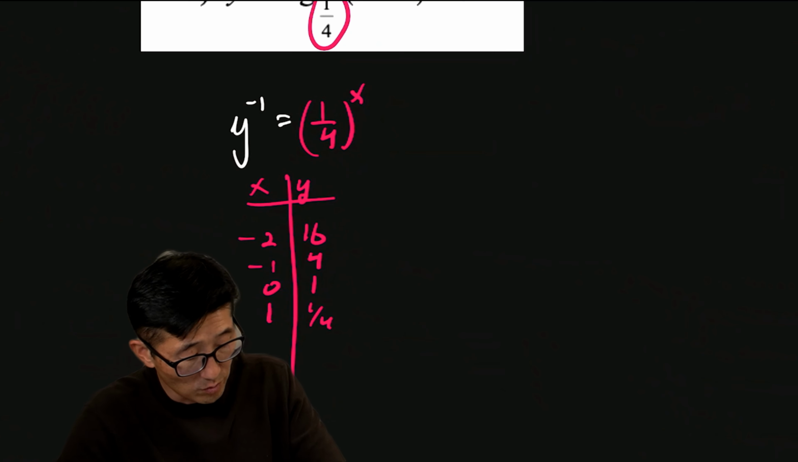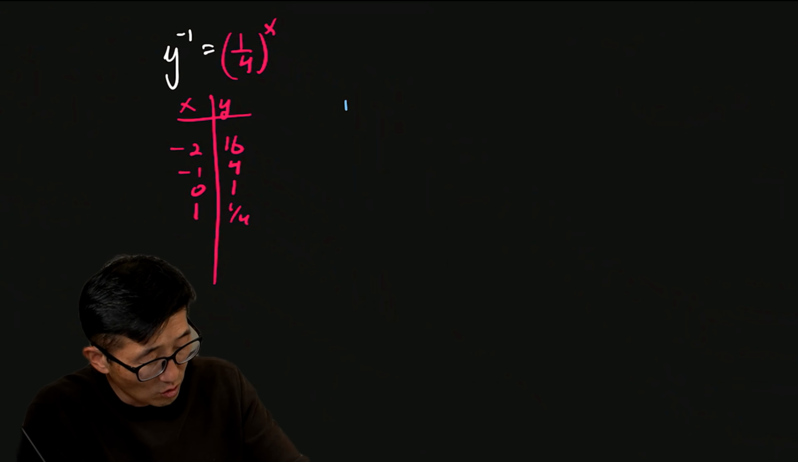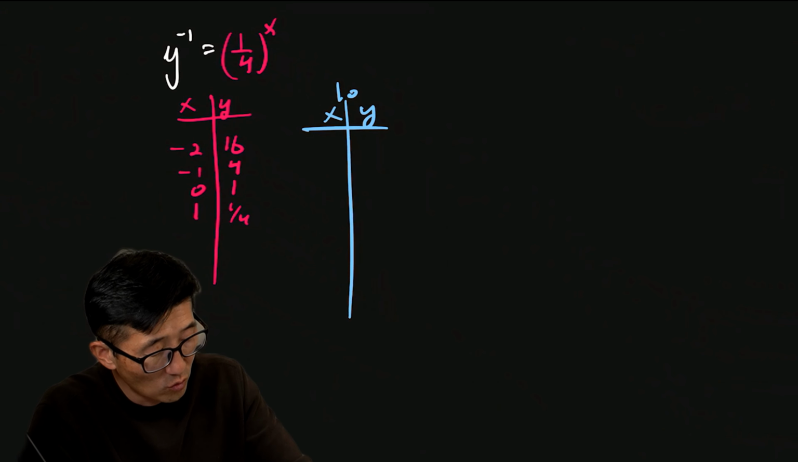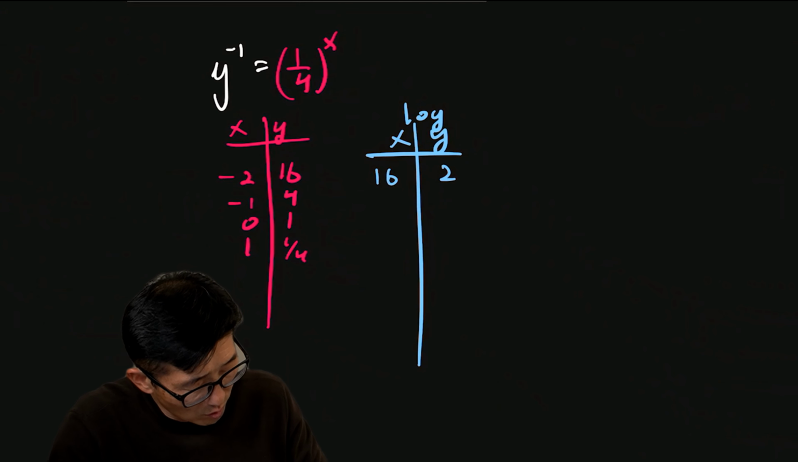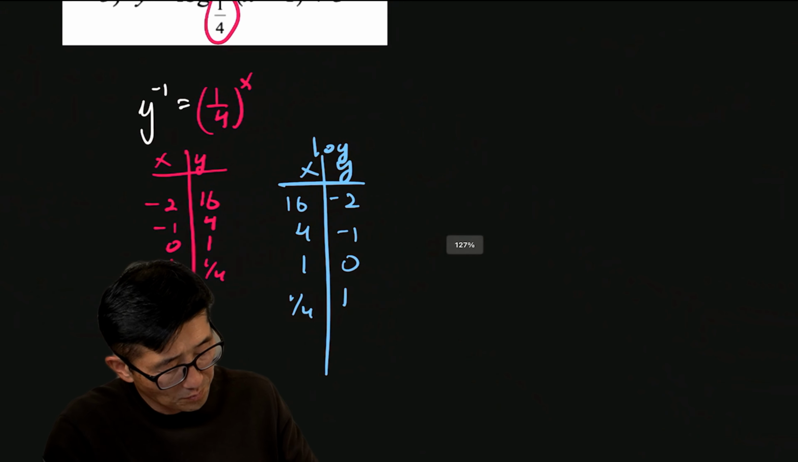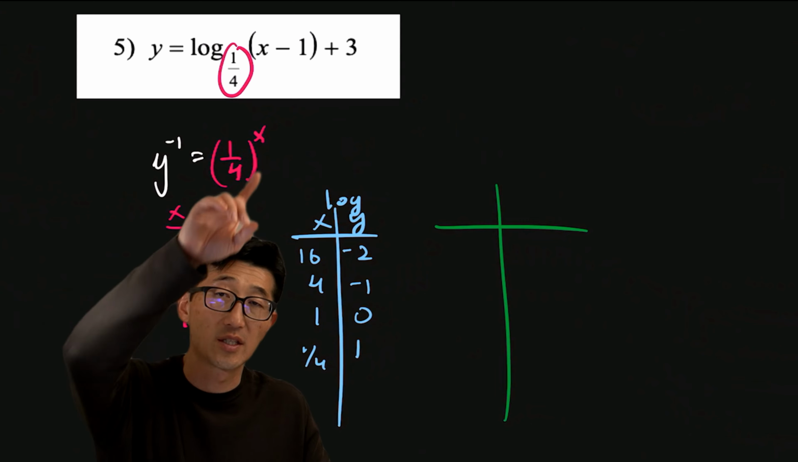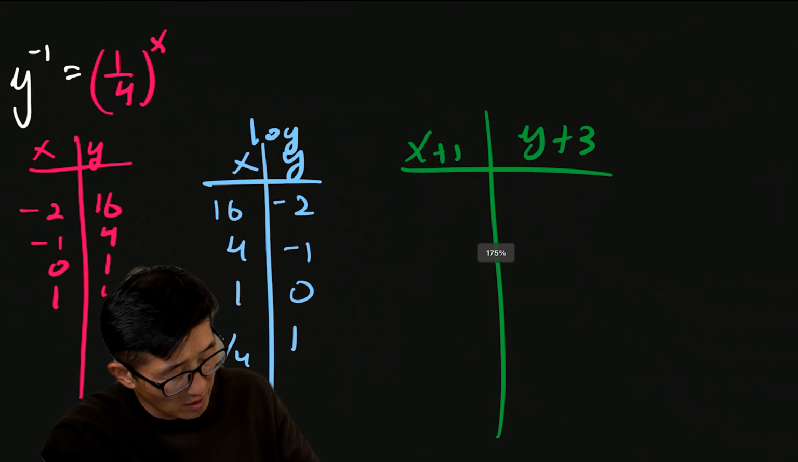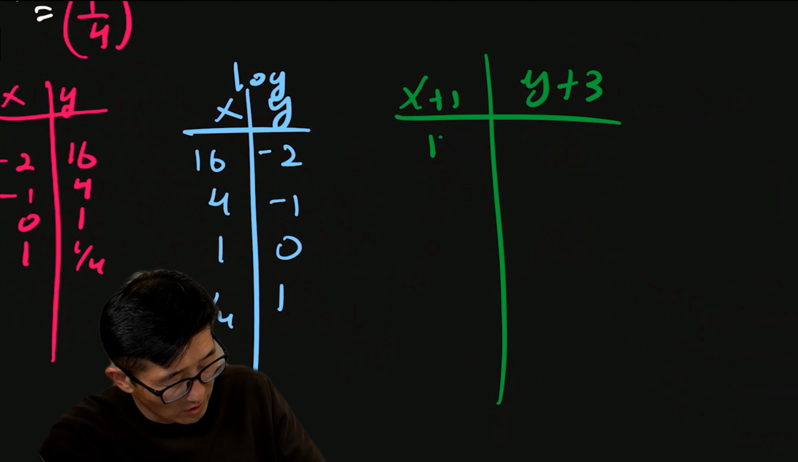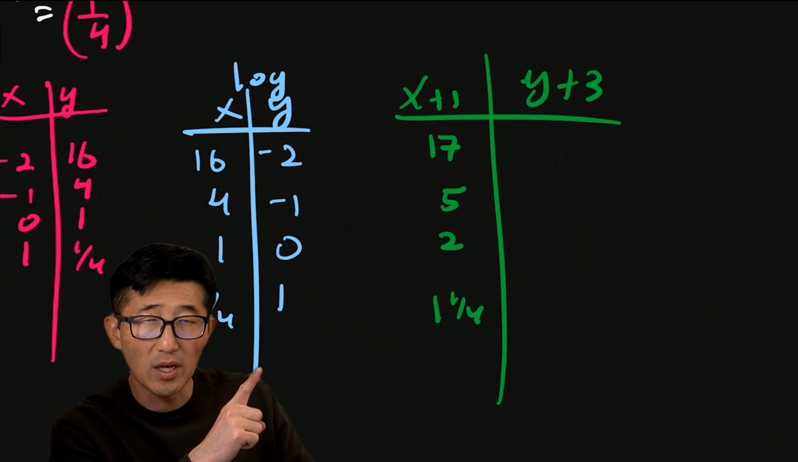Okay, and then you take that. Should I just keep it color-coded? Okay, so I'll do the blue. So blue is now your parent log graph. We're going to flip it: 16 comma 2, 16 comma -2, 4 comma -1, 1 comma 0, 1/4 comma 1. And then you apply the transformation in green. It's going to shift right 1 space, so this would be x plus 1 and then y plus 3. We're going to add 1 to all the x values, so this would be 17, 5, 2, and 1 and 1/4. Add 3 to the y values: -2 plus 3 is 1.